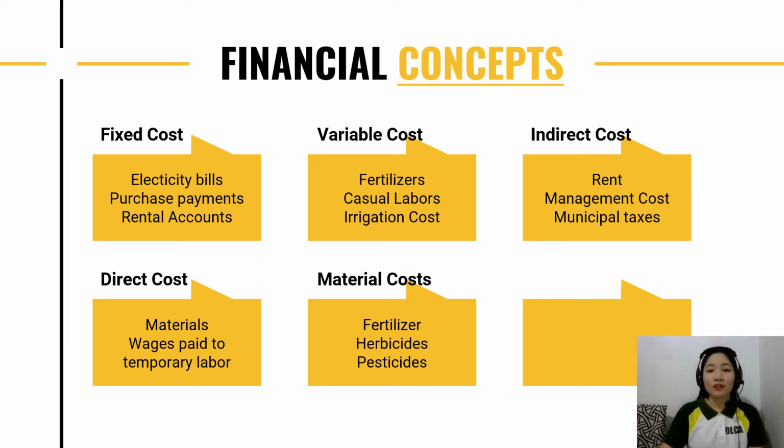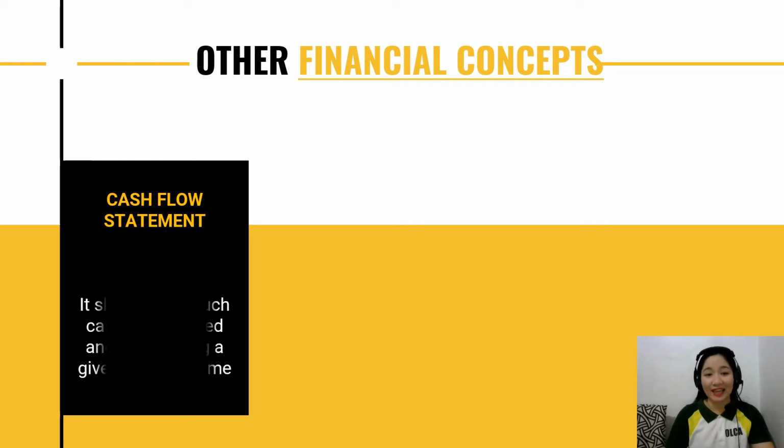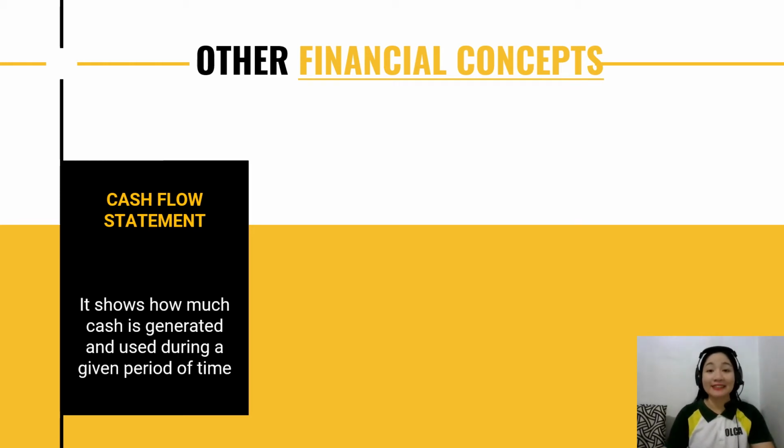fertilizer. We also have the production costs. Production costs entail all the costs involved in producing a crop as well as the costs associated with delivering the crop to the market. Examples of production costs are field production, packaging, and transport. We also have the other financial concepts. The first one is the cash flow statement. It is also called the statement of cash flow, class. It shows how much cash is generated and used during a given period of time. We will be dealing with the cash flow budget later on.